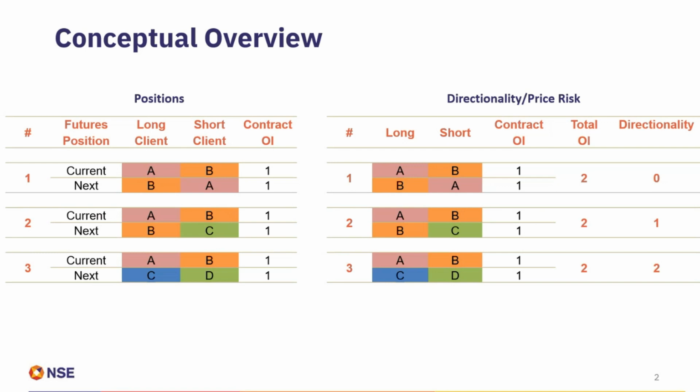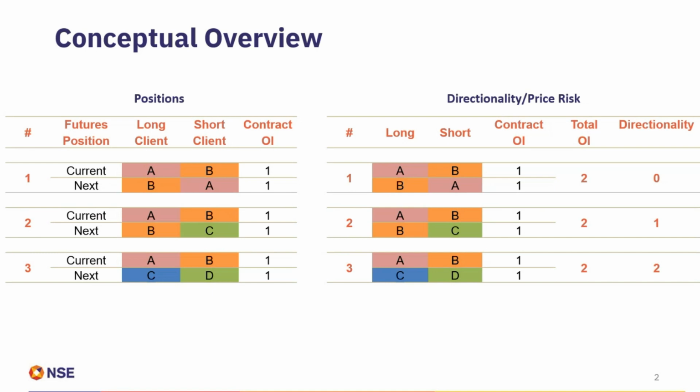The other possible scenario is where client B has a calendar spread, short in the current month, long in the next month, and the counterparty does not have a calendar spread. So there is client A who is long in the current month and client C who is long in the next month. And let us look at the third possible scenario, where all these positions are of different clients. A and B have long and short positions in the current month, and C and D have long and short positions in the next month future.